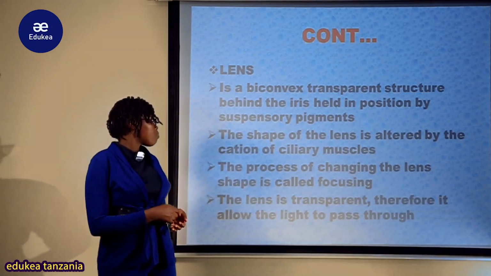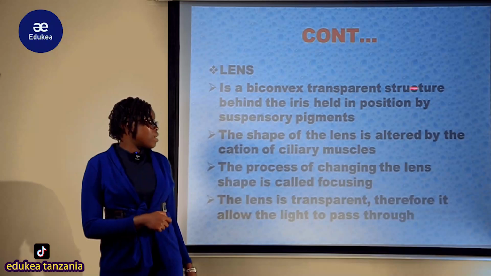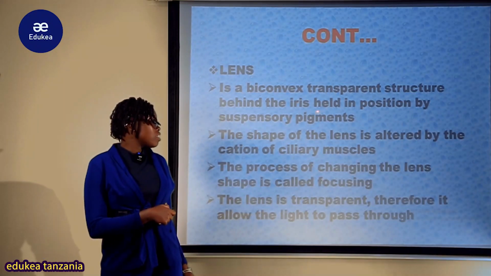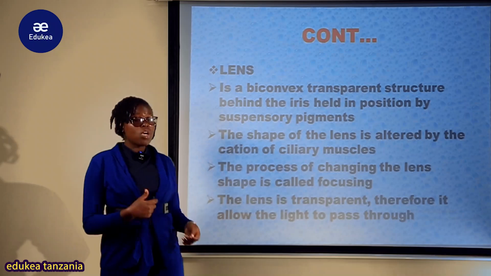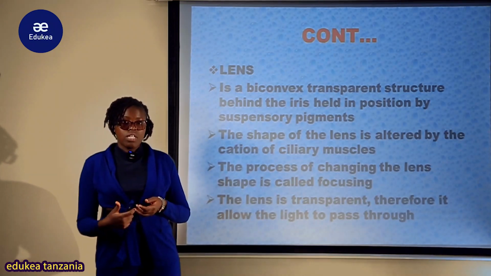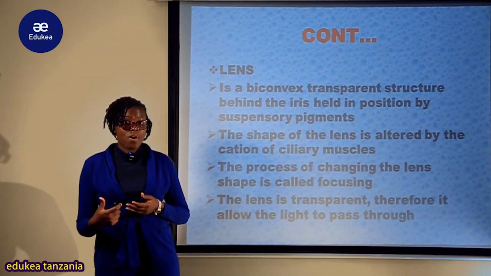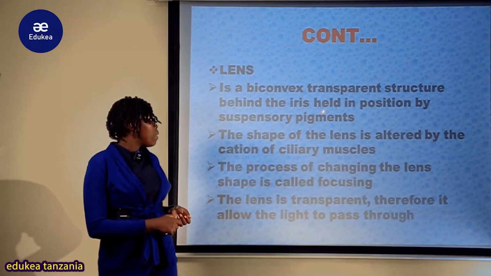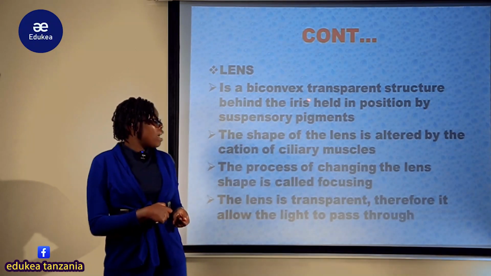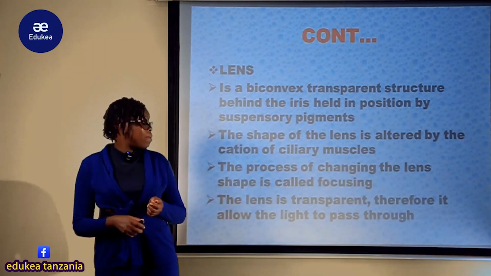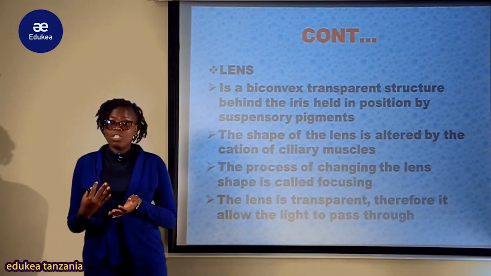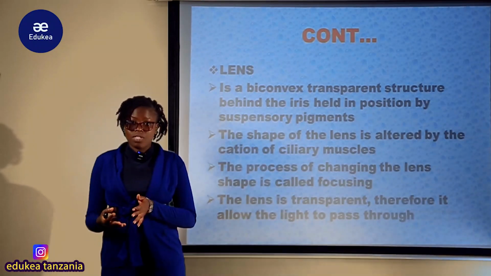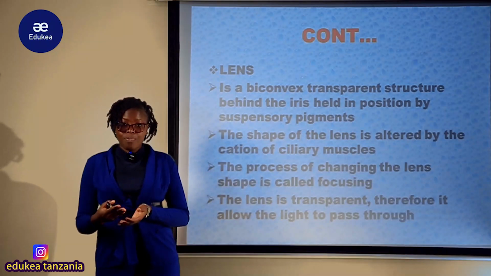So it is a biconcave transparent structure behind the iris, held in position by suspensory ligaments. Kwa hiyo ni biconcave transparent structure ambayo yenyewe ipo behind the iris, ambayo inakuwa held in position by these suspensory ligaments. So suspensory ligaments are the ones which hold the lens in space or in an upright position.